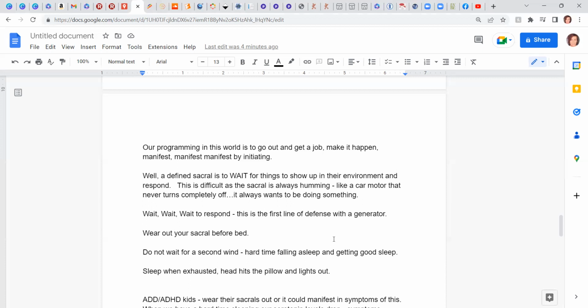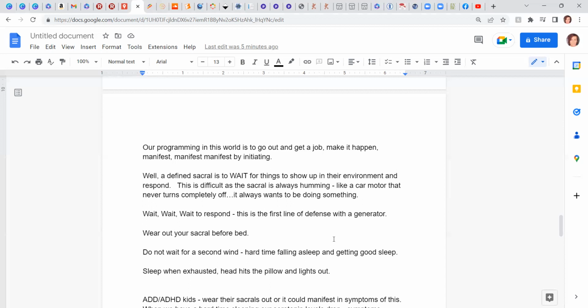I can't stress that enough with generators. I was just talking to somebody the other day, and she's a generator, and she's like, I have all these ideas to do all these things with my business. And she's taking action on all of them because of these thoughts she's had, these great ideas. Not to say that they're not great. It's just that they won't have the impact if she's not waiting and seeing how it shows up in the environment.